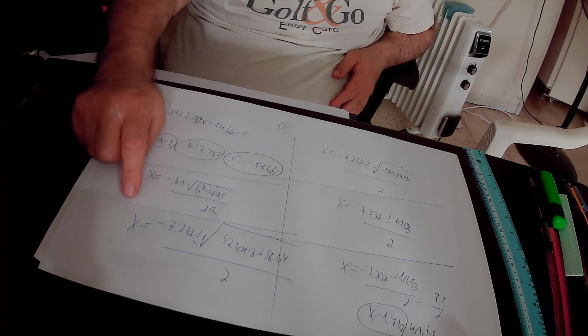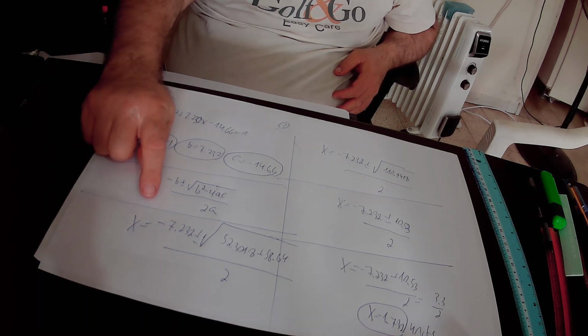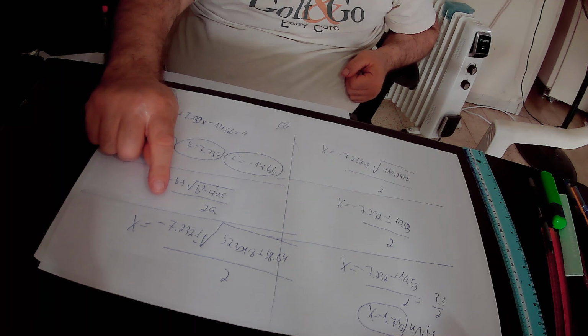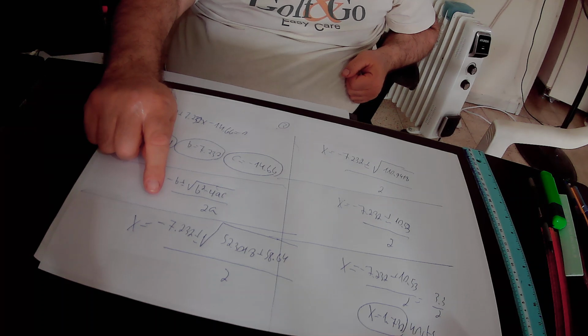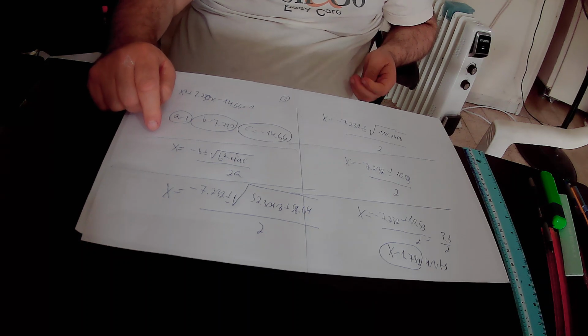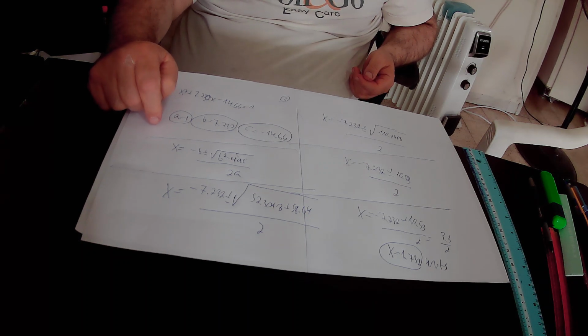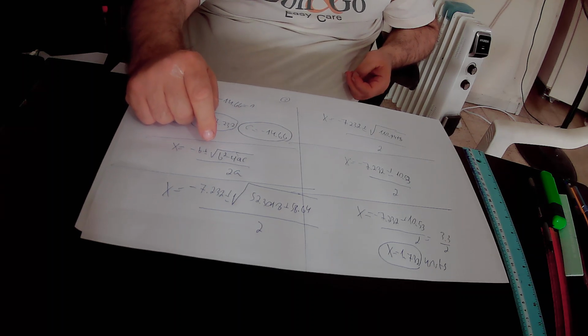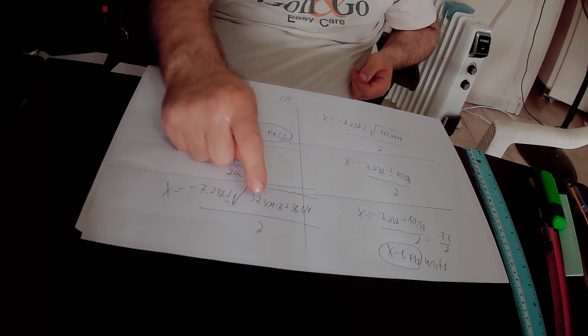We put the data in this general formula and found that x equals minus b, that is minus 7.232, plus or minus the square root of b squared. b is 7.232, therefore b squared is 52.3018, minus 4 times a times c. a is 1, c is minus 14.66, so minus 4 times 1 times minus 14.66 equals 58.64, divided by 2a. a is 1, so 2 times 1 is 2.